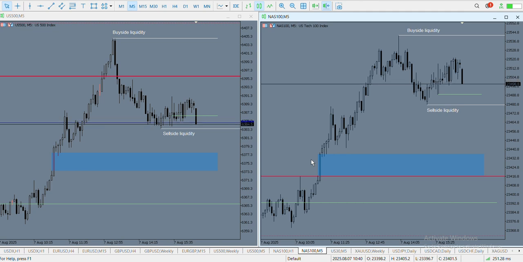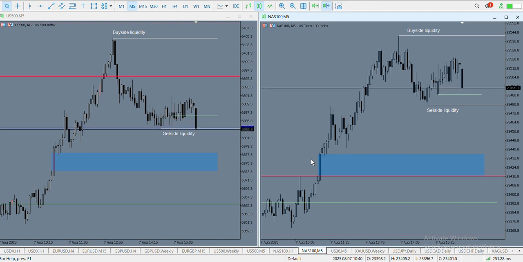So let's look at US 500. What is it trying to do? We have 2 minutes remaining. US 500 is running into its sell side. 6,383 now. Sell side resting on below that 6,383.